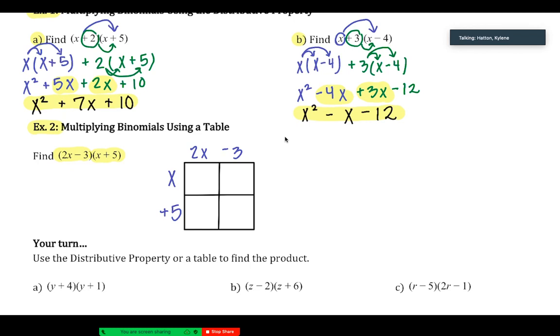And then each square in the box is going to be the product of where the column and row overlap. So what I mean by that is for this upper left box, it's going to be 2x times x because that's where those two overlap. So 2x times x is 2x squared.